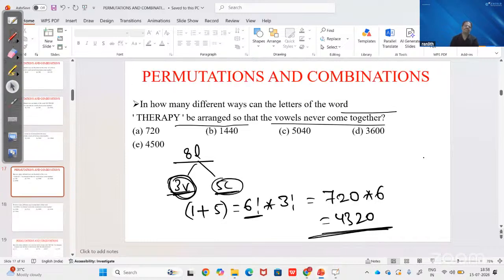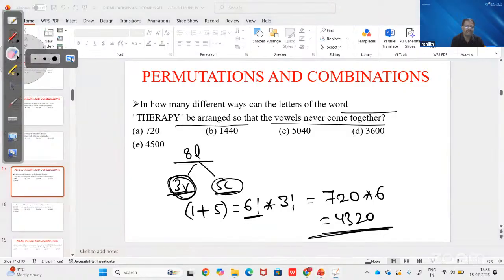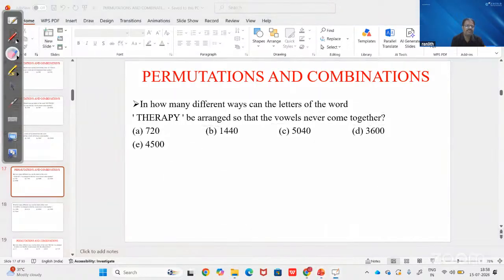Next. In how many different ways can the letters of the word THERAPY be arranged so that the vowels never come together? The last question we discussed was vowels come together. Never come together is nothing but total number of ways minus vowels come together.